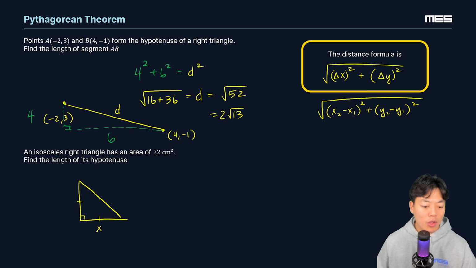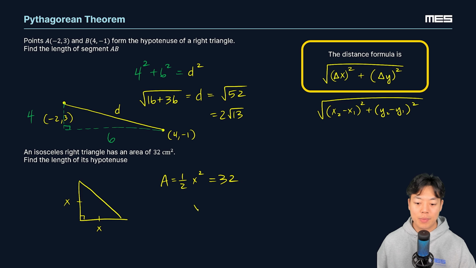Okay, let's call this length x. Therefore, this length would also be x. So the area of this triangle will be 1/2 base times height. That's x squared, and that's going to equal 32. Multiply both sides by 2. We get x squared is equal to 64. x will be positive or negative 8. But because we're talking about distances here, it's got to be that positive 8 centimeters.